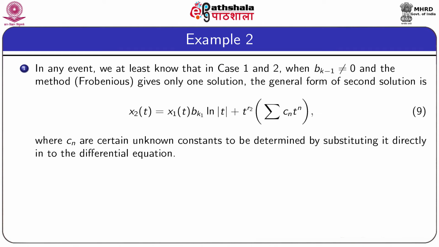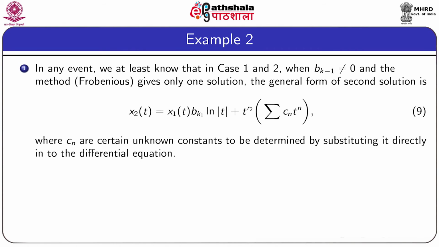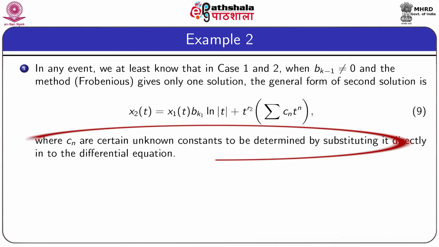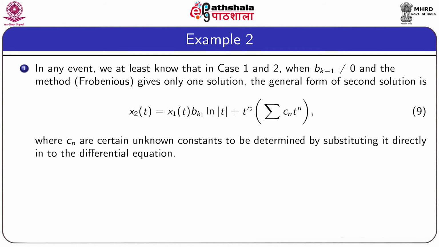In any event, we at least know that in case 1 and case 2, when b_{k-1} is not equal to 0 and the method gives only one solution, the general form of the second solution is x2(t) is equal to x1(t) b_{k-1} log of |t| plus t^r2 multiplied by summation n equal to 0 to infinity c_n t^n, where c_n are certain unknown constants to be determined by substituting it directly into the differential equation.